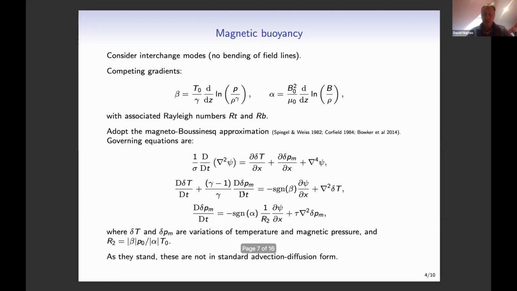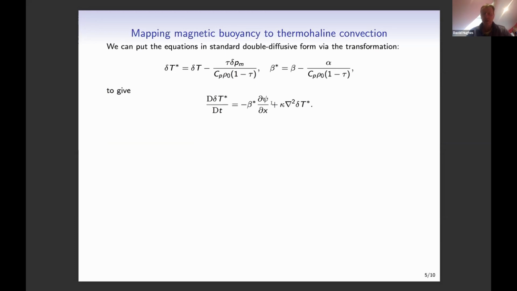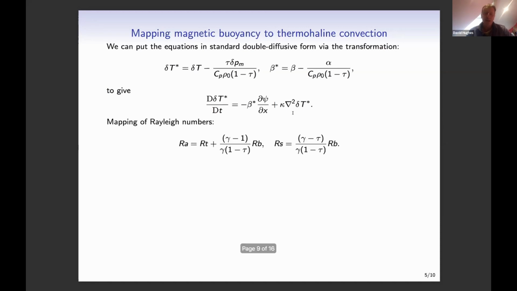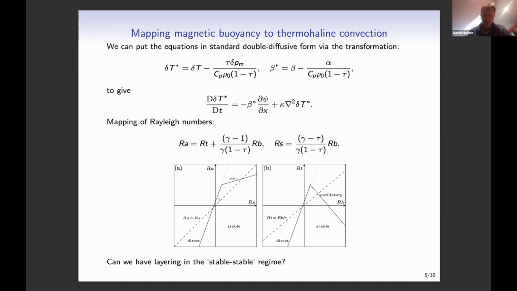You can make it in that form through this change of variable, which in advance is not an obvious change of variable. This change of variable, which involves temperature and magnetic pressure in this new delta T star, and the gradient is a mixture of the adiabatic gradient, the entropy gradient and the B over rho gradient, puts it in the right form. If you think double diffusion is the right form, it's standard form at least. And the Rayleigh numbers map like this. The main interesting upshot of this is that you might be familiar with the stability diagram for double diffusive convection, which is this one on the left, with a Rayleigh number and a salt Rayleigh number. And this is what it looks like in the magnetic problem.